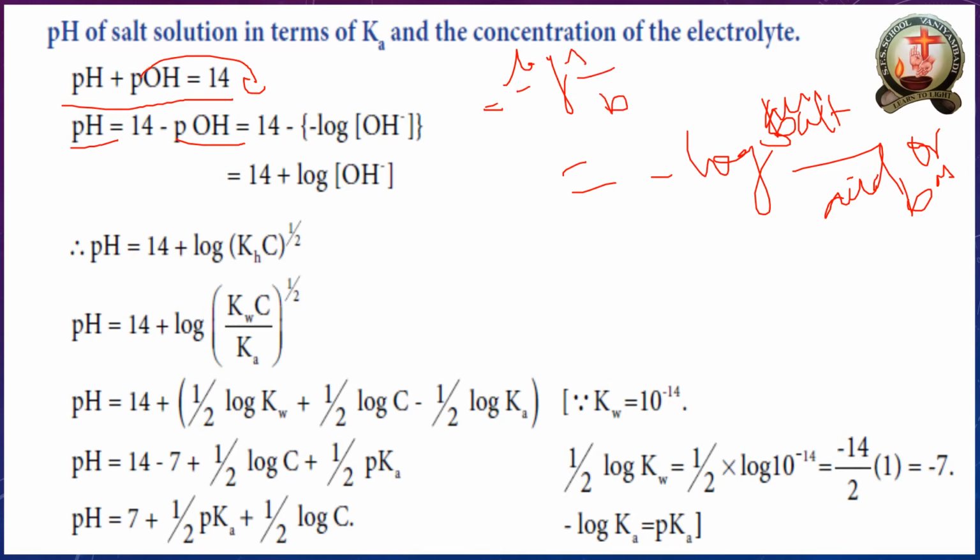Base is nothing but OH minus ion, I am simply substituting here. Plus into plus, minus into minus, plus log of OH minus. Then 14 plus log of this OH minus ion. We can remember that for a strong base and weak acid combination, OH minus is equal to root of Kh into C. So I am simply substituting here. Instead of the square root, I can write 1 by 2.